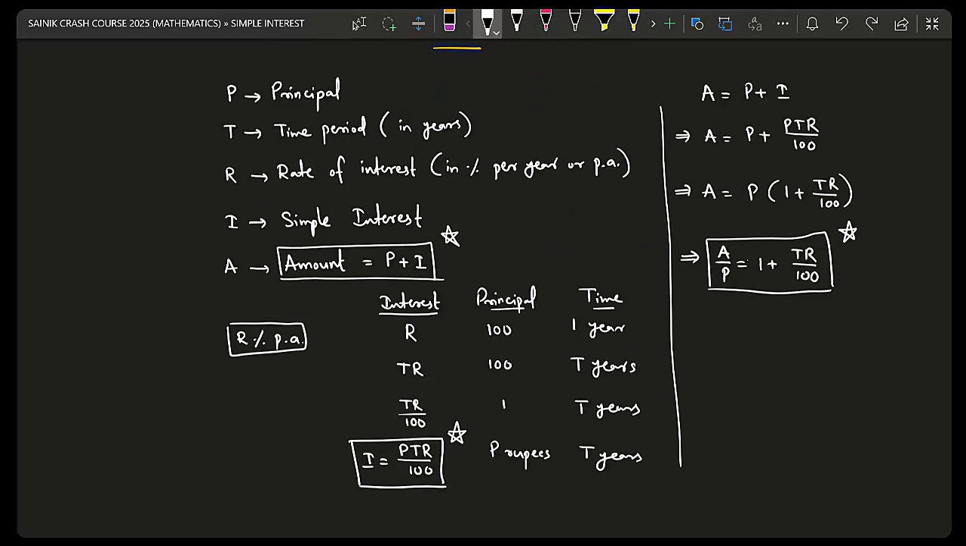So amount is principal plus interest. That means at the end of the time period, we are going to return the principal and some extra amount called interest. If you add them, you will get the amount. But how to calculate the interest? Interest is calculated using the formula PTR by 100. P is the amount borrowed, T is the time period in years, and R is the rate of interest. It is always calculated in percentage. And whenever the question involves amount and principal both, use the shortcut A by P is equal to 1 plus TR by 100.